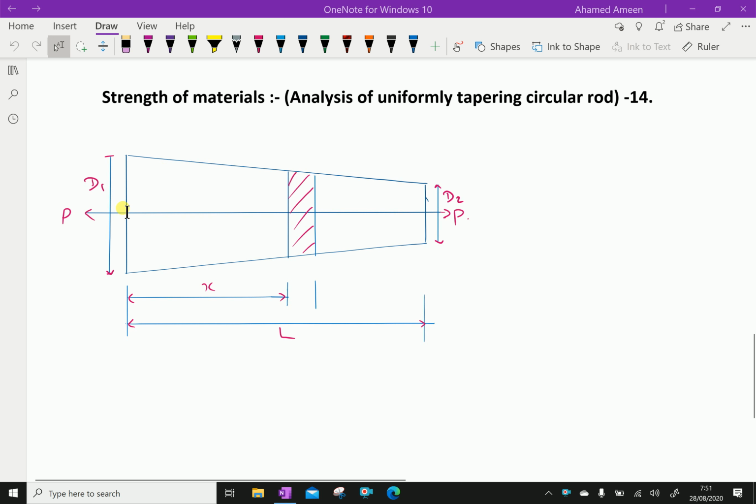In strength of material, let us discuss the analysis of a uniformly tapering circular rod. Look at this, the cross section of a tapering circular rod. One end is diameter D1, the other end is diameter D2. The axial pull of P is applied axially.